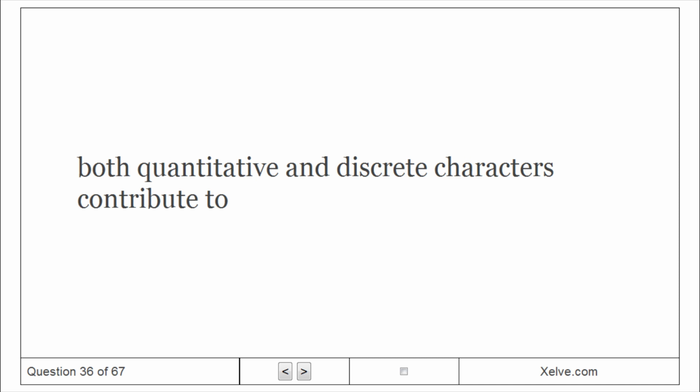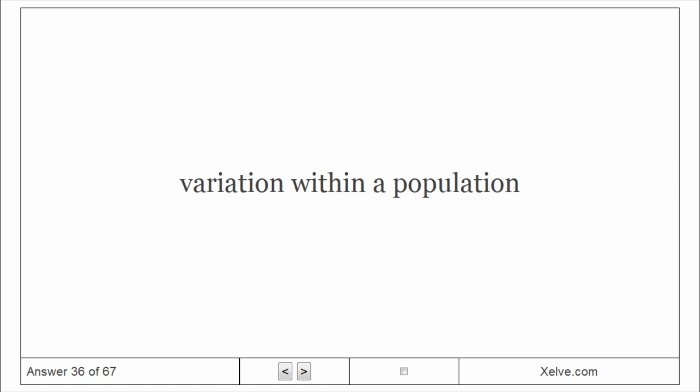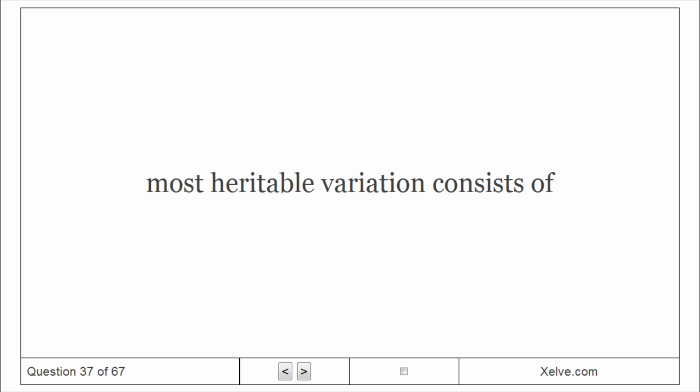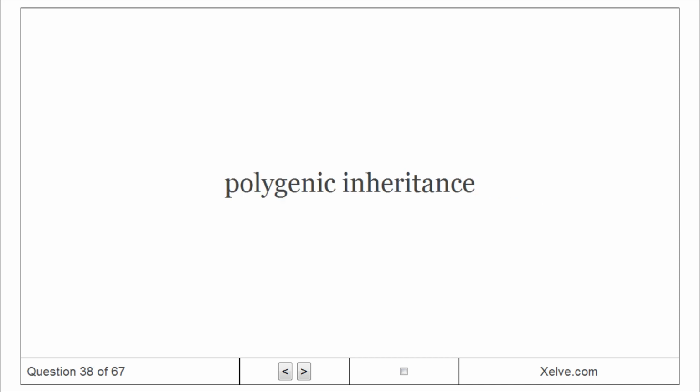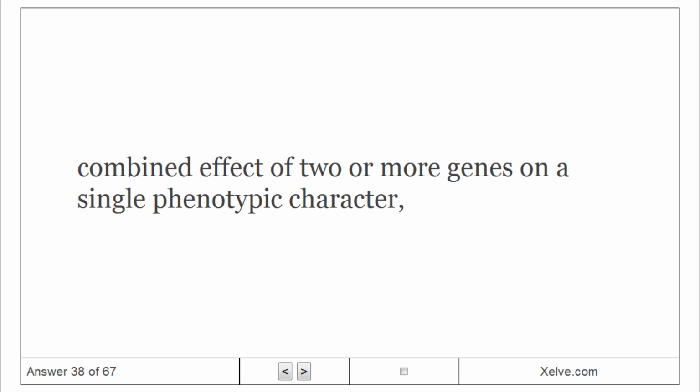Both quantitative and discrete characters contribute to variation within a population. Most heritable variation consists of quantitative characters that vary along a continuum within a population, which usually indicates polygenic inheritance. Polygenic inheritance: the combined effect of two or more genes on a single phenotypic character.